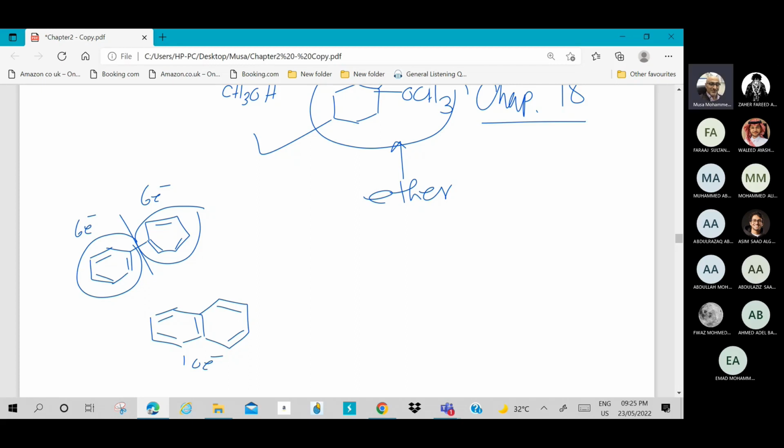Yeah. So this ring here we treat as one ring. But these rings up here we treat separately because they are not connected, meaning their resonance forms will not interfere with each other.